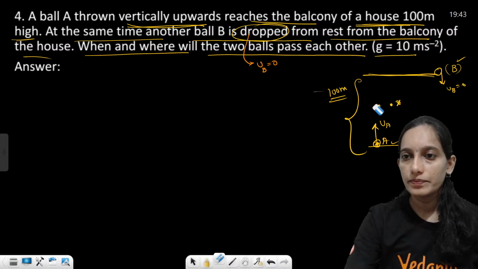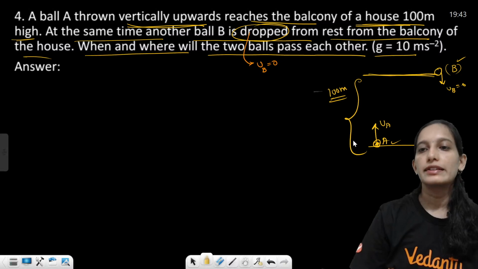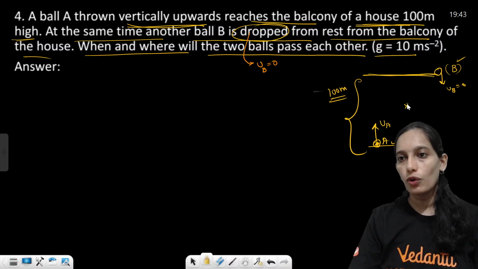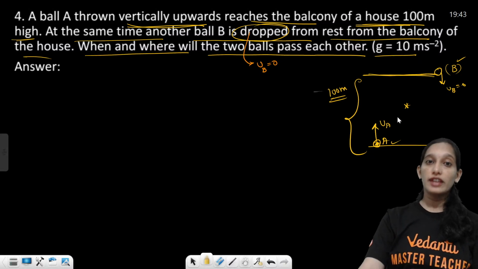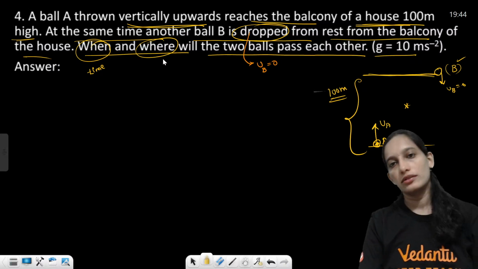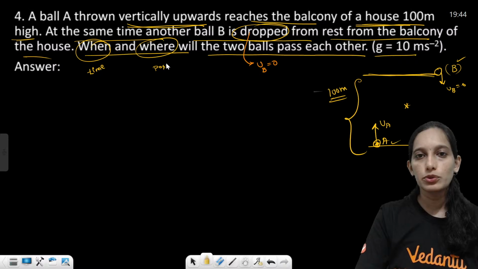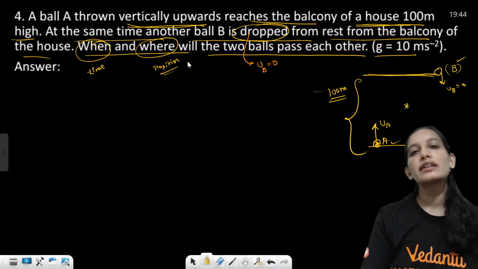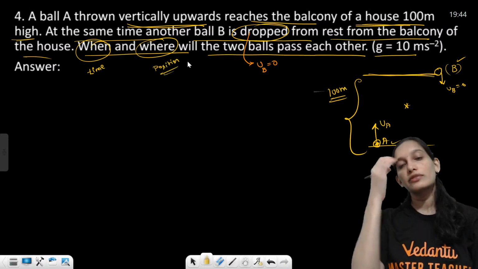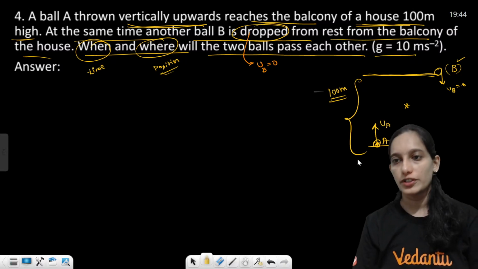So at some point they are meeting, and we are supposed to find out at what point and at what time. When means at what time, where means at what distance or position from the ground. I'll just say position, but we'll be considering our displacement equation and then go ahead, where the two balls pass each other.